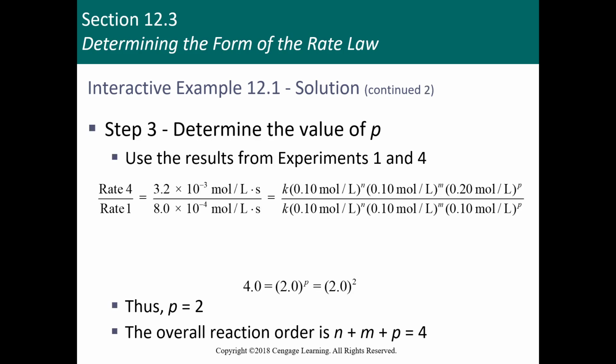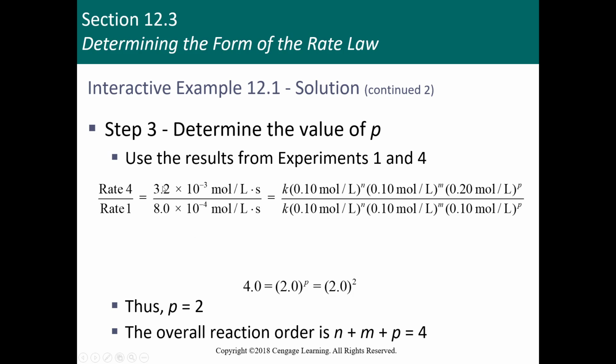And so our next one, our final one we're getting our order for, we do rate 1 versus rate 4, or run 1 versus run 4. We plug the rates in here. Again, the concentrations each get plugged in. Again, you see that these are the same, these are the same. This one right here is the only one that's different. So again, we have 2 times here. And that's that, 2 to the power of p.